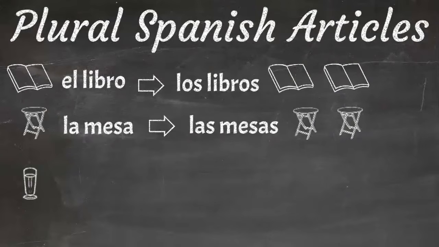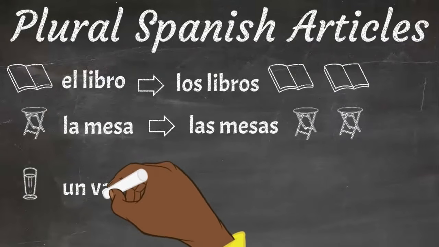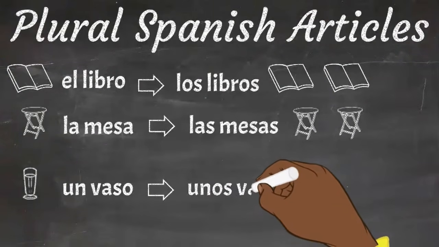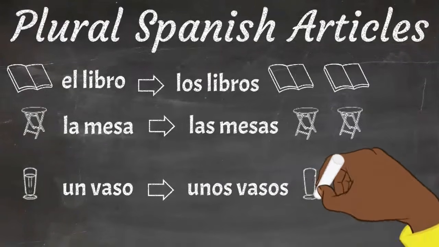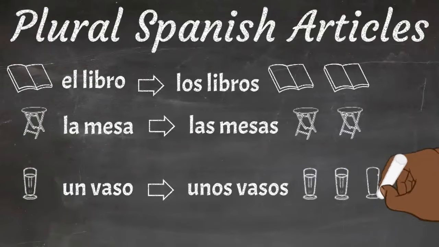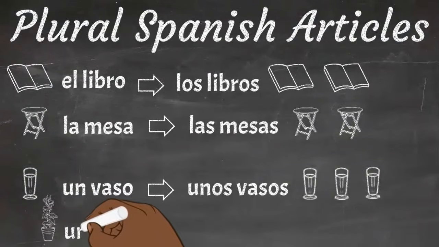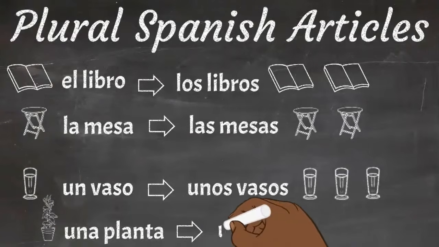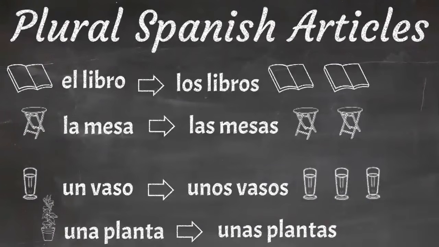Un vaso, a glass, becomes unos vasos, some or a few glasses. And una planta, a plant, becomes unas plantas, some or a few plants.